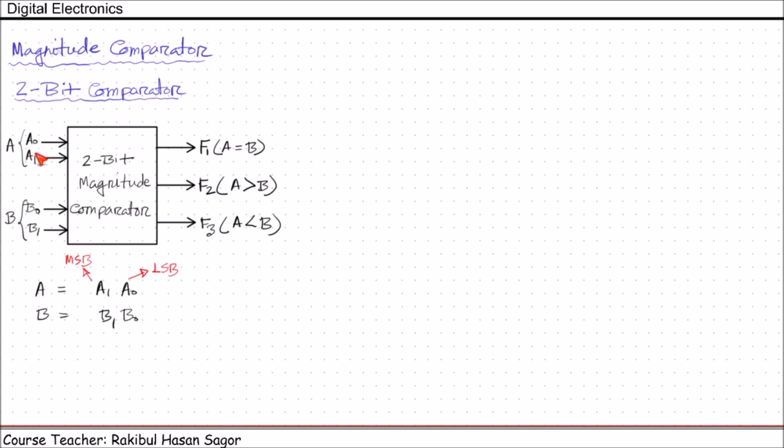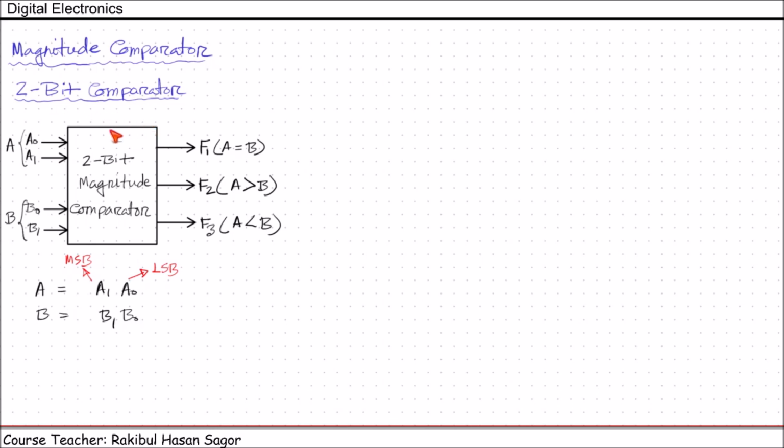The two numbers A and B may have any number of bits as per our design. So on the input side for A and B, we may have 2 bits, 3 bits, 4 bits, or n number of bits. We'll see how to design a magnitude comparator with different numbers of bits. First of all, we'll see the 2-bit magnitude comparator.